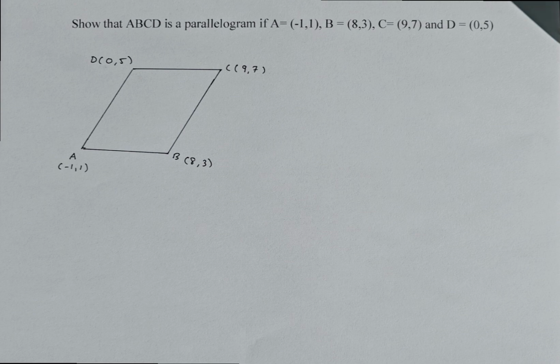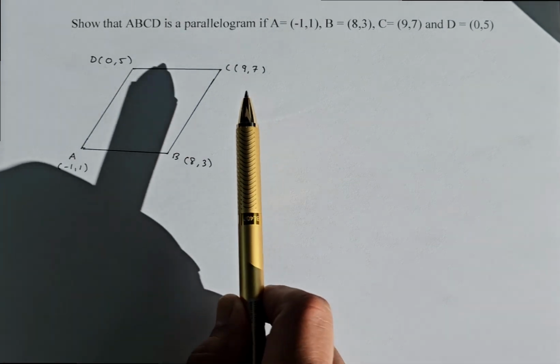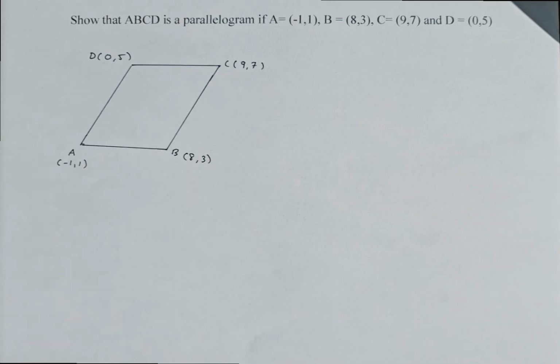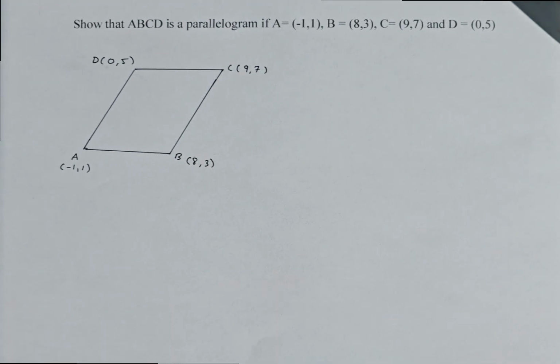So this is a typical coordinate geometry question, and they ask you to show that ABCD with the coordinates A (-1, 1), B (8, 3), C (9, 7), and D (0, 5) is a parallelogram. Before we even start, we need to roughly sketch the graph. You don't have to be accurate. So A is (-1, 1), B is (8, 3), C is (9, 7), and D is (0, 5). And we need to show that they are a parallelogram.